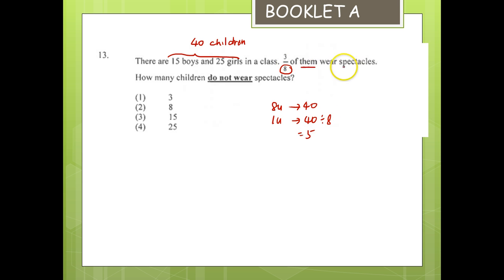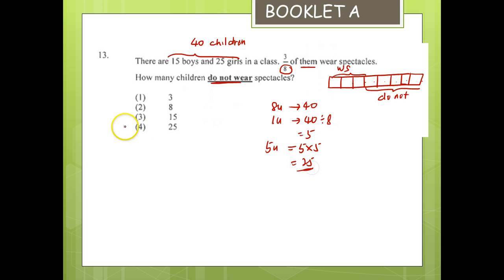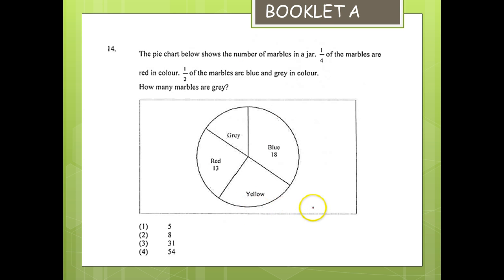3/8 of them wear spectacles. How many do not wear spectacles? So I know together there are 8 units. 1, 2, 3, 4, 5, 6, 7, 8. These 3 wear spectacles. 5 units do not wear spectacles. So 5 units will be 5 times 5, which is 25 children. Option number 4.